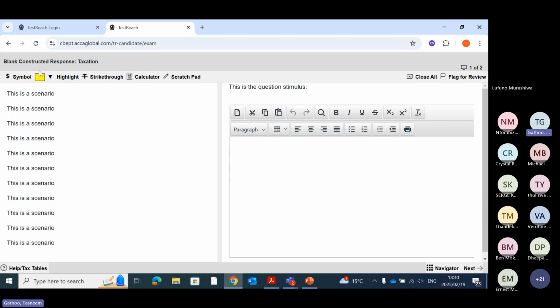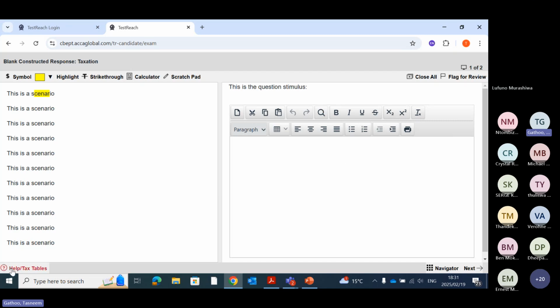Just to take you through what's here, these are some things, for example, your symbols. If you want to highlight something important in the question, you can highlight. These are the calculator and scratch pad tools that I was telling you to avoid using. Then here are some tools to familiarize yourself with, just to format your answer nicely. For example, this is reset, and this is copy and paste. Play around with these, get familiar with these, understand what they do.